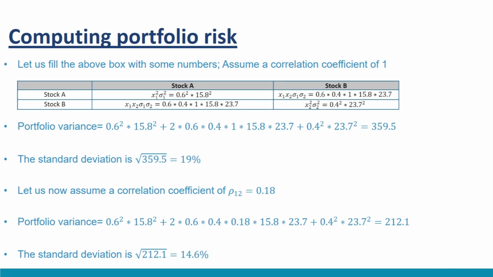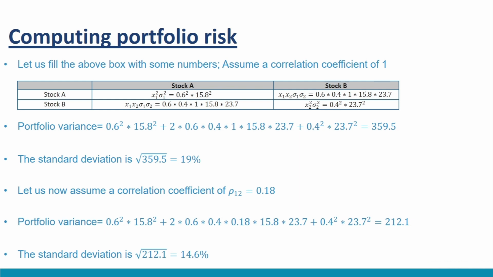Let us now assume a correlation coefficient of ρ12 equal to 0.8. The resulting portfolio variance can be simply computed as shown here, that is portfolio variance equal to 0.6 raised to the power 2 into 15.8 raised to the power 2 plus 2 times 0.6 into 0.4 into 0.18 into 15.8 into 23.7 plus 0.4 raised to the power 2 into 23.7 raised to the power 2 equal to 212.1. The standard deviation is square root of 212.1, that is equal to 14.6%.